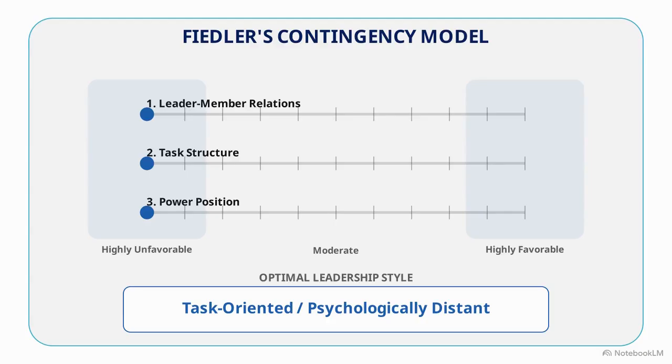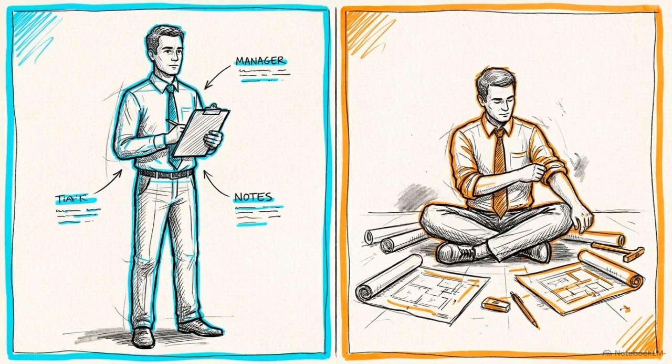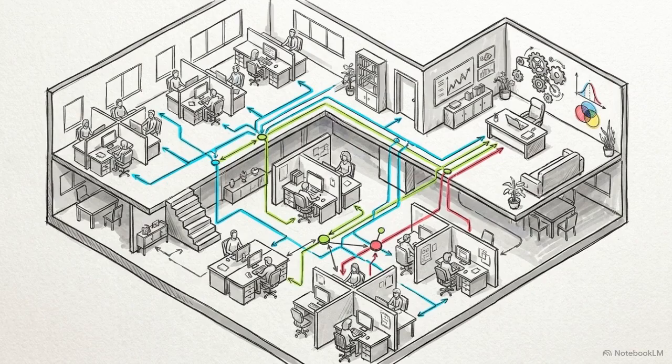The operational output of Fiedler's model is specific. In both of these extreme states, the mathematically optimal response is a highly structured, task-oriented, and psychologically distant leadership style. The model shifts when we look at a moderately favorable environment, where variables are mixed, power is shifting, or tasks are only semi-structured. Only in this middle, moderate state is a supportive, participative, and psychologically close style the most effective choice. Fiedler's model proves that a manager must flip their operational style based entirely on the structural power and group relations of the environment they are currently in.